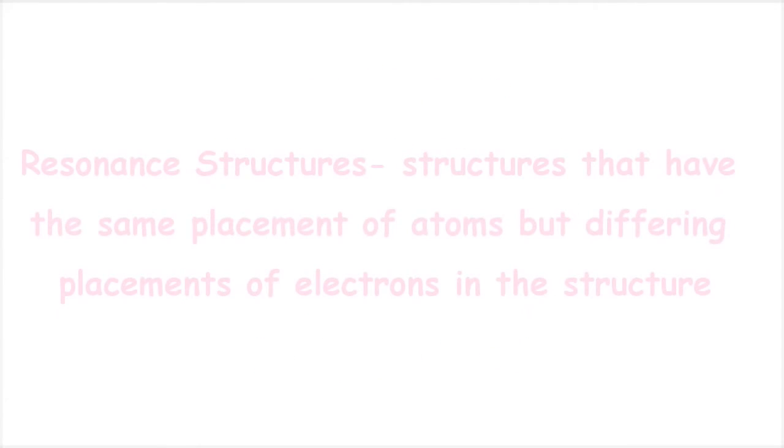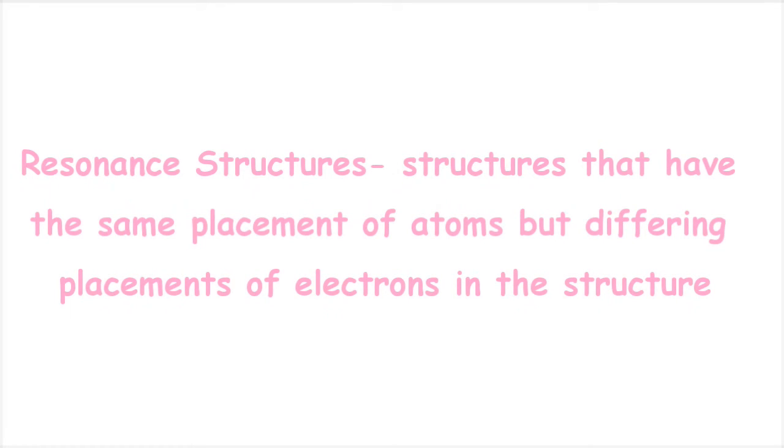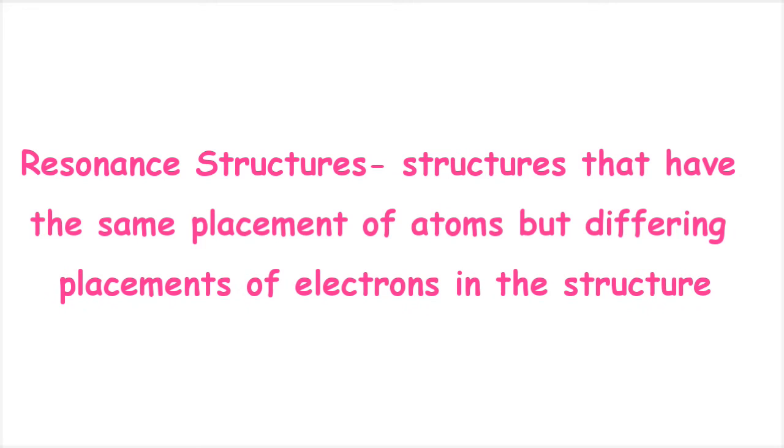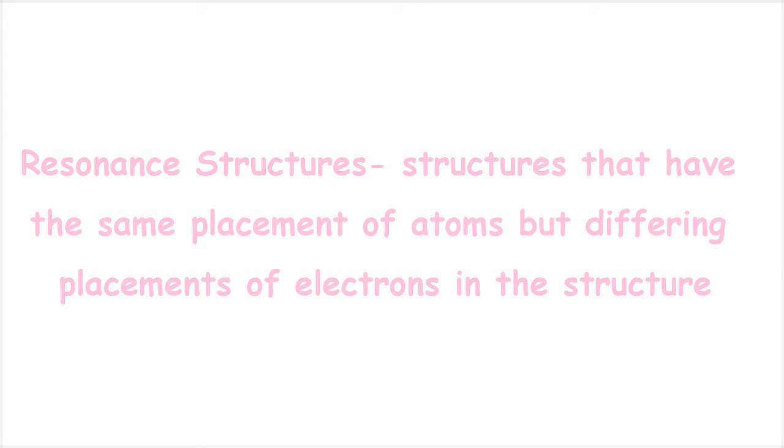In some molecules, the bonds represented by a Lewis structure are not actually the legitimate bonds in the compound. In fact, the truth about the bonds in those compounds is that they are actually an average of all the bonds in both strength and size. These structures are called resonance structures and are defined as structures that have the same placement of atoms but differing placements of electrons in the structure.